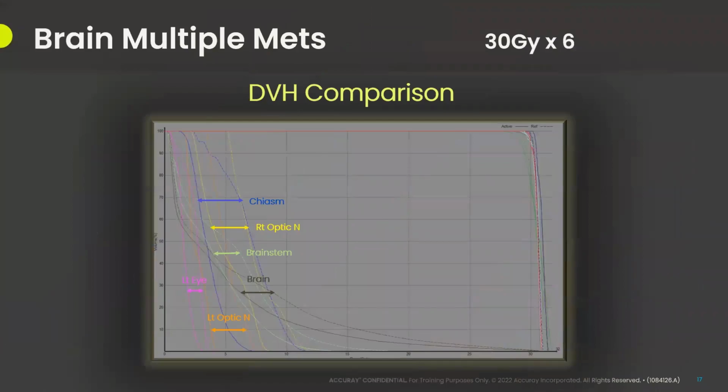So here's a quick look at the DVH differences between the 2 planning platforms. Again, it's a bit busy, but you can visually see an improvement between each of the critical structures by looking at the colored arrows, which are between each plan's corresponding structures.